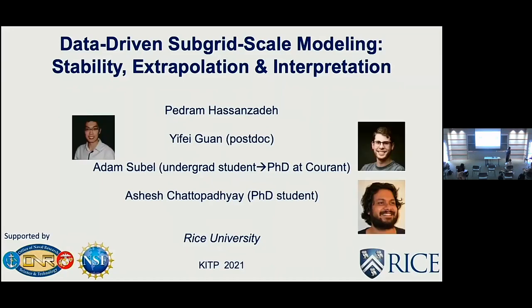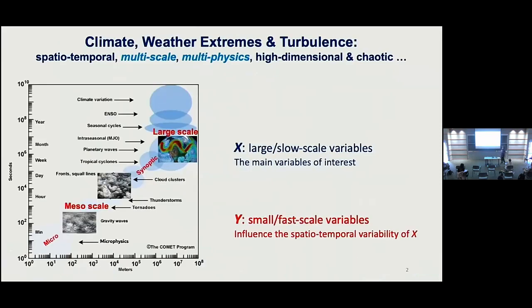This is work that different parts of it is jointly done by Yifei, Adam, who was an undergraduate in our group, now is a PhD student at Grant, and Ashish. So Laura has already basically laid out the problem of why we need subgrid scale modeling, why we need a closure. We basically do not have enough computing power to resolve all the relevant scales. So I'm going to go quickly through these introductory slides. Laura already very nicely discussed this.